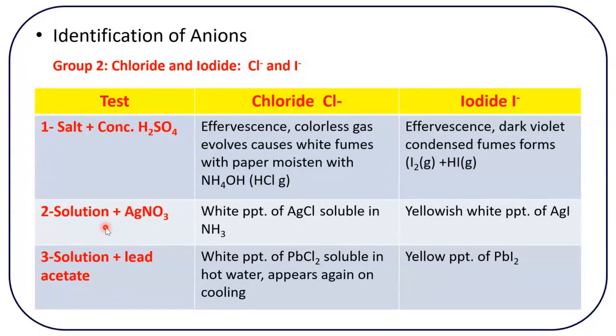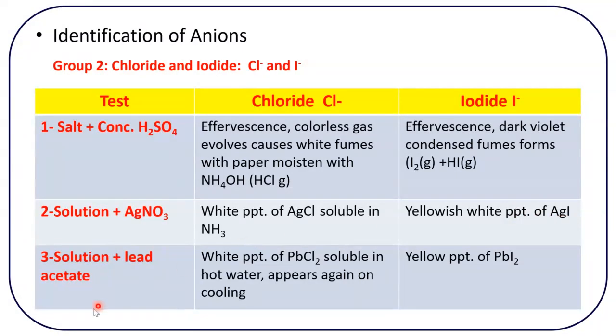The other tests we call confirmation tests, and you have to prepare a solution. How do you prepare a solution? Just salt plus water, mix them very well, and then add silver nitrate. You will see a white precipitate of silver chloride, and this precipitate is soluble in ammonia or ammonium hydroxide. By the way, ammonia is the same as ammonium hydroxide. In case of iodide, you will see a yellowish white precipitate of silver iodide.